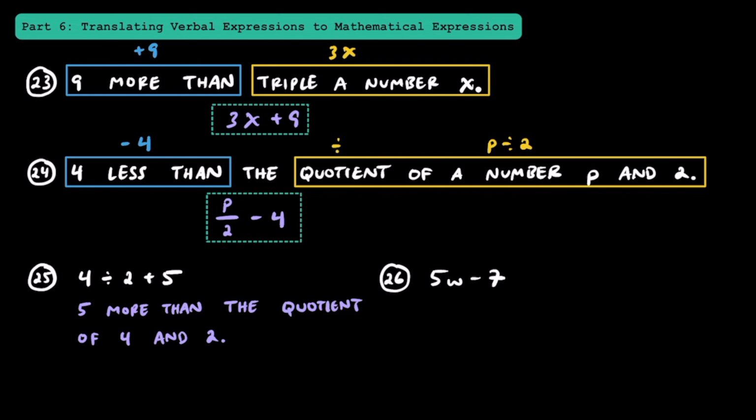Let's try 26 now, where we have 5w minus 7. Remember that 5w means 5 times w, and we're going to take away 7 afterwards. As a verbal expression, we can say something like 7 less than the product of 5 and w. While I didn't write it, you could also write something like the difference of the product of 5 and w and 7. Since difference means subtraction, we could also use those words as well.